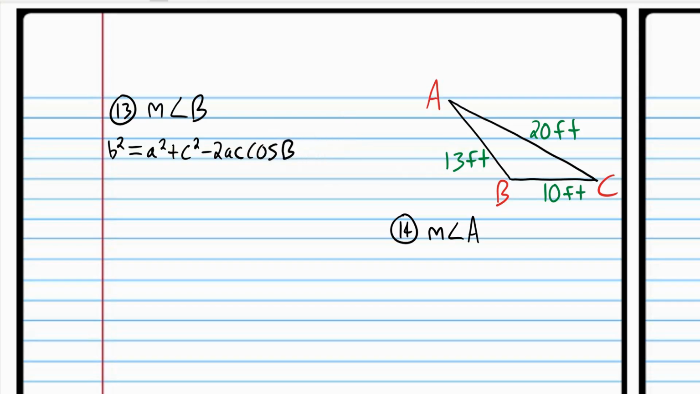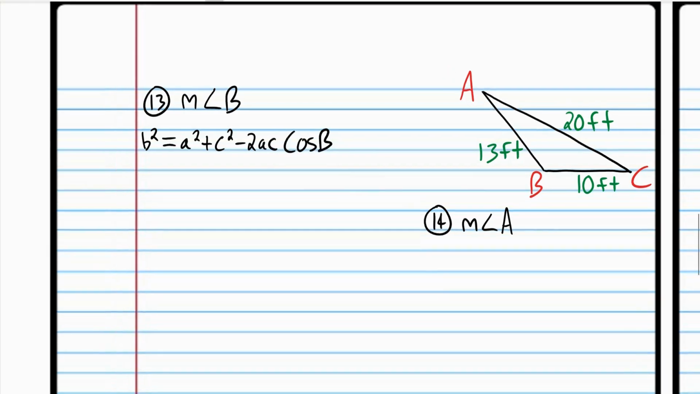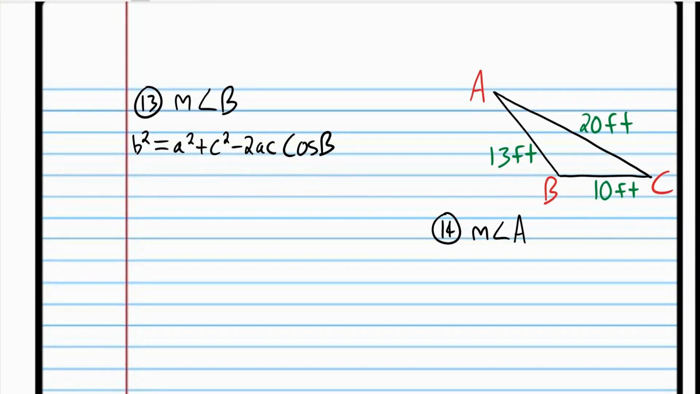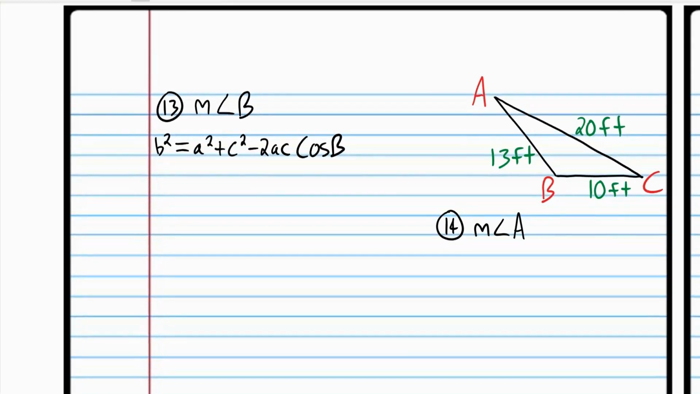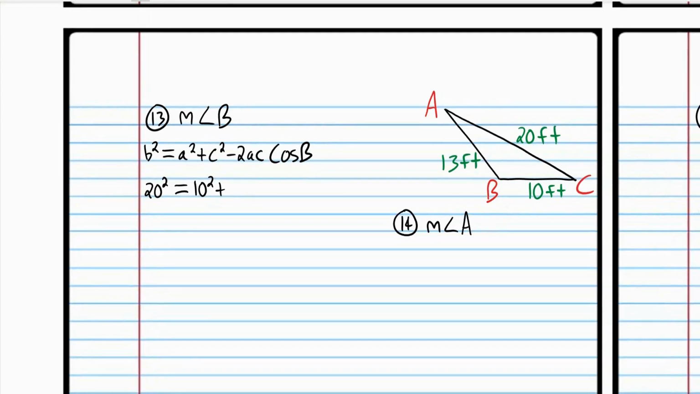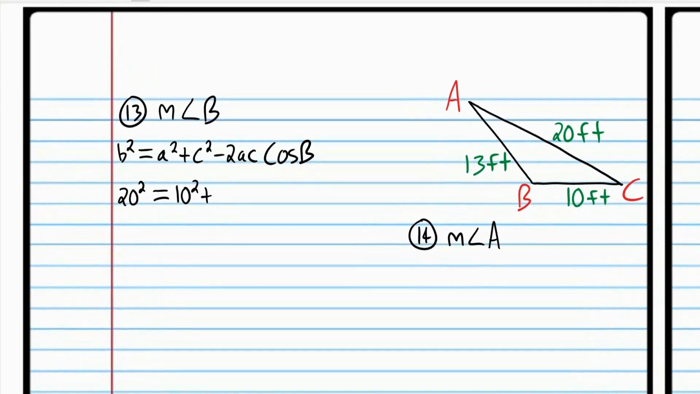I guess I didn't need as much room as I thought there. So there you go. That's the law of cosines if we're looking for angle B. So we know side B is 20, and side A is 10, and side C is 13, and side A is 10 again, and side C is 13.